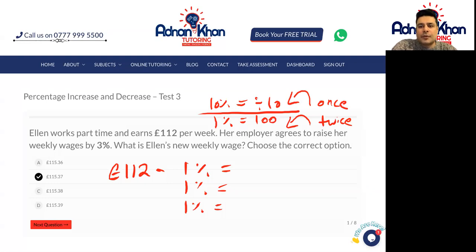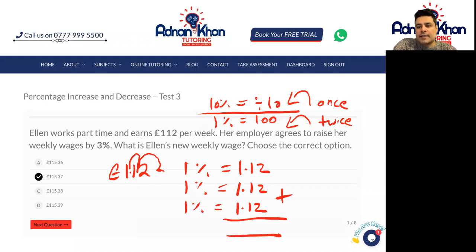So let's work out 1% of £112. Let's divide this and move the decimal place to the left twice, once and twice. That gives us 1.12, which is £1.12, which is 1%. Now let's add these up together: 2 add 2 is 6, and then we've got 3 here and 3 again. So it's 3.36.